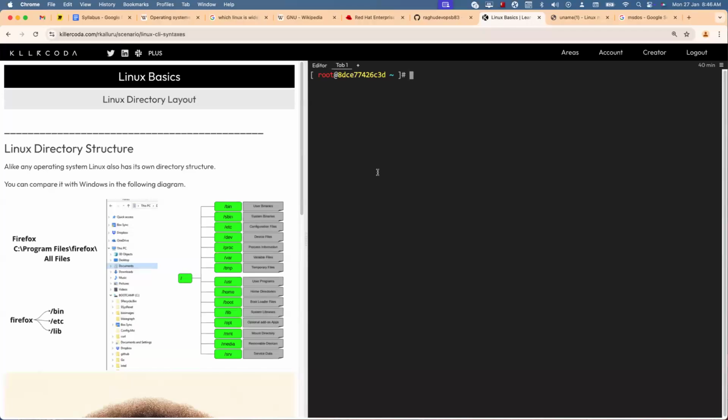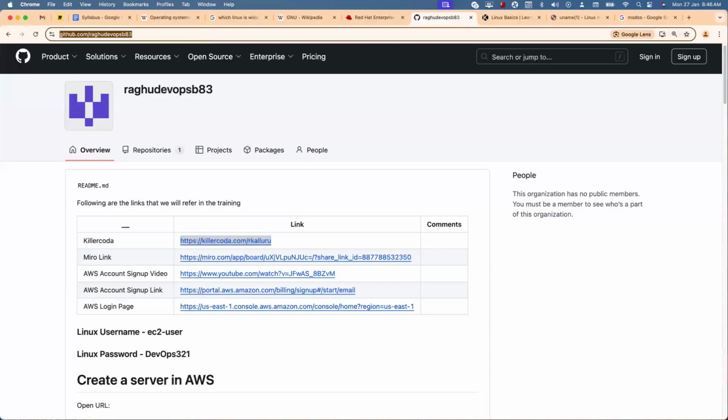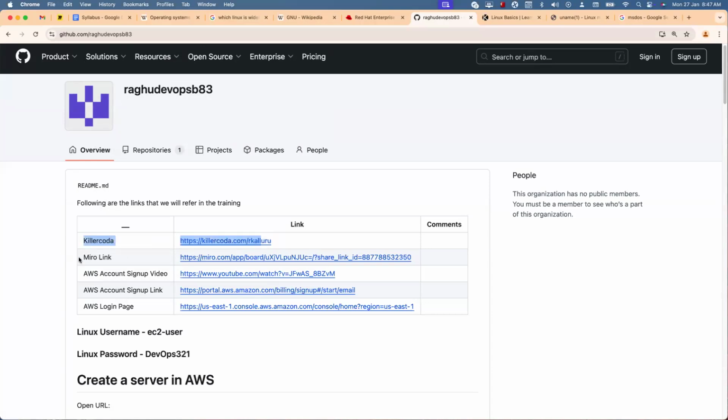So what you all need to do after today's session: there is a GitHub link. I'm pinging it in the chat, but anyhow, we'll inform you over the messages or the web pages which open to attend the session. We'll embed this particular link also. In that, you have Killer Koda, and you have the Miro diagram we have added. Here is an account sign up video. Please go through that, by the way, and create your AWS account if you don't have one.